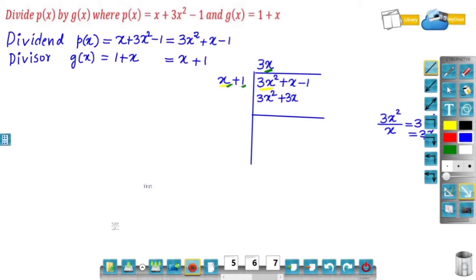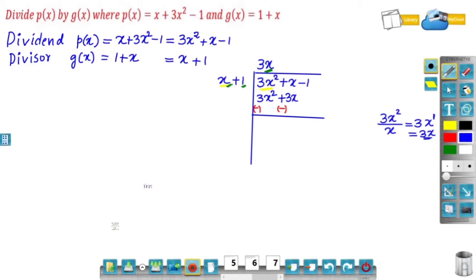Now you have to subtract. While subtracting polynomials, you have to change the sign of the polynomial to be subtracted. Change the sign of the second polynomial, that is 3x square plus 3x. Plus 3x square becomes minus 3x square, plus 3x becomes minus 3x.